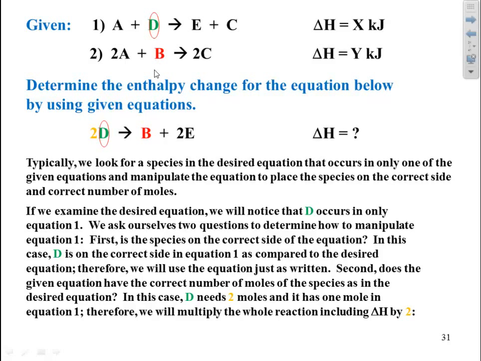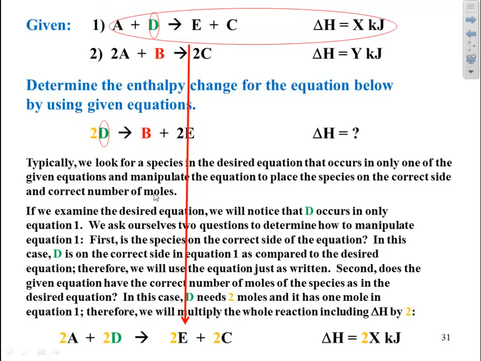The second question is, does it have the correct number of moles? In our equation, we want to end up with 2 moles of D. Do I have 2 moles of D in this equation? The answer is no, I have 1. So what we're going to do is multiply this equation by 2: 2A, 2D, 2E, 2C, which means I have to do what to delta H? Multiply that by 2 as well, because it's an extensive property. So it would be 2x.